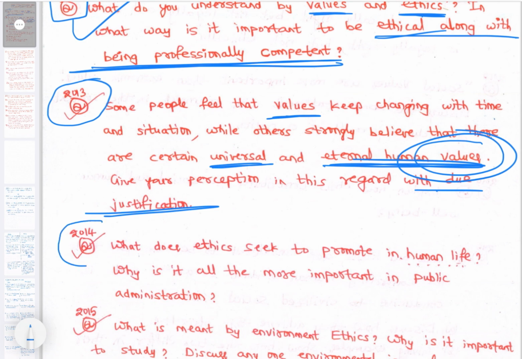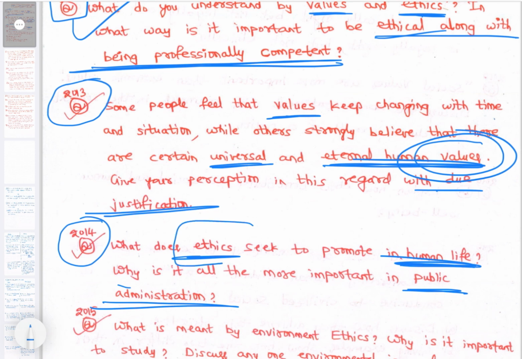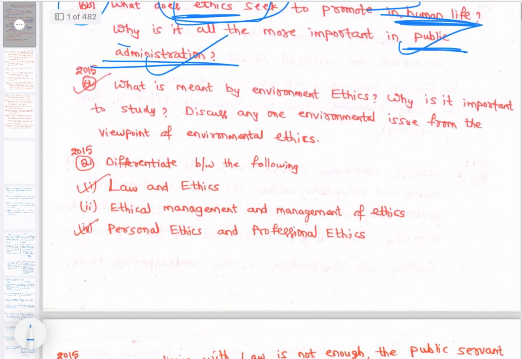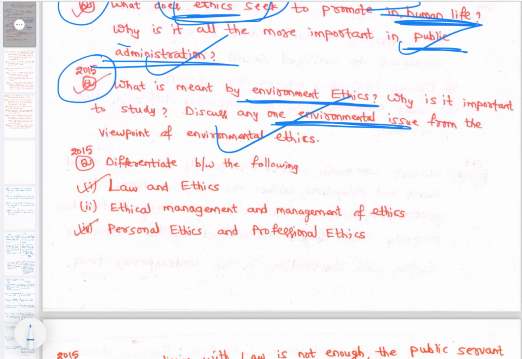And again, in 2014, there is a question, that is, what does ethics seek to promote in human life? Why is it all the more important in public administration? Again, the question is related to ethics, and what is the importance of ethics in human life and in public administration, where it is even more important. Then in 2015 there is a question related to what is meant by environmental ethics, why it is important to study, and discuss one environmental issue from the viewpoint of environmental ethics.